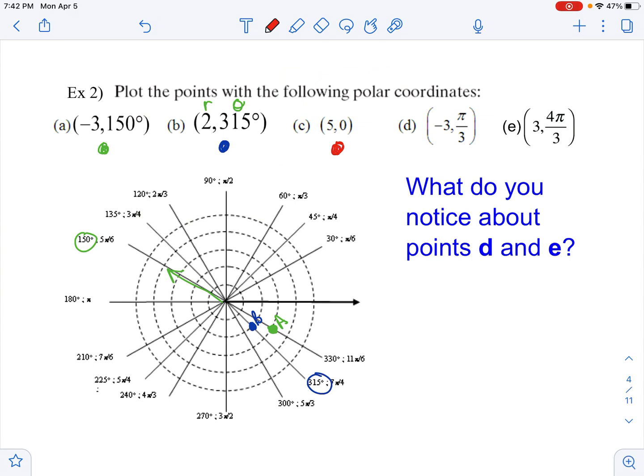All right, the next one I'm going to do in red, and it says go to 5 comma 0. So really, we don't know if it's 0 pi or 0 radians, and really it doesn't matter. 0 would be over here. And it says rotate to 0 and then go out on that ray 5 units. So 1, 2, 3, 4, 5. So that would be point C right there.